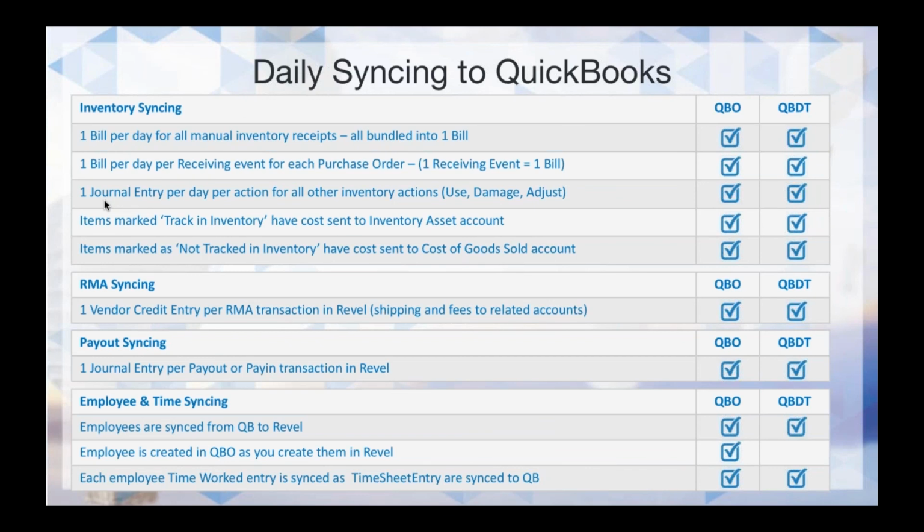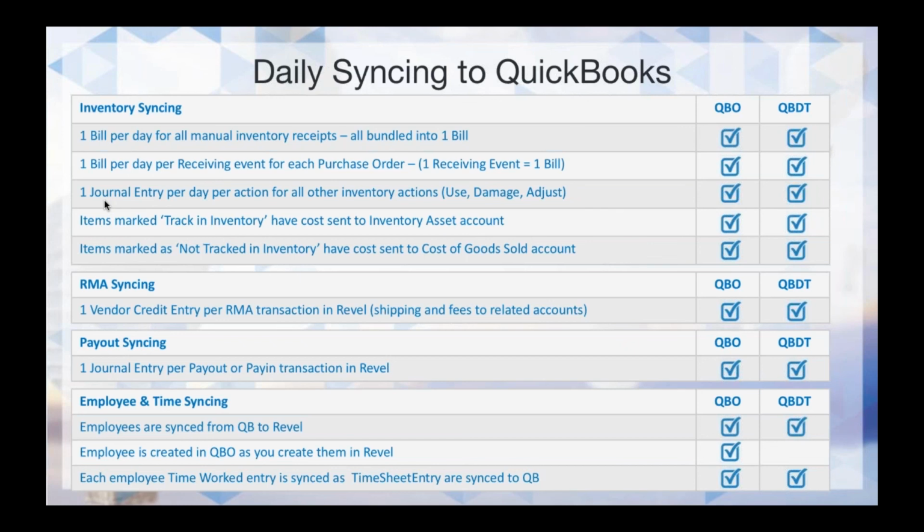As far as inventory syncing goes, we do 1 bill per day for all manual inventory receipts. So if you upload a bunch of inventory at the very beginning, you'll see a bill under POS default vendor or QB POS vendor. And that's us accounting for the bills that you've created that aren't tied to a vendor. Now, if you use a purchase order, that will push a bill into the corresponding vendor. So if you have all of your vendors loaded, every time you receive a purchase order in Revel and finalize that you've received all of that, that can then be pushed into QuickBooks so that it can be paid by the accounting department.